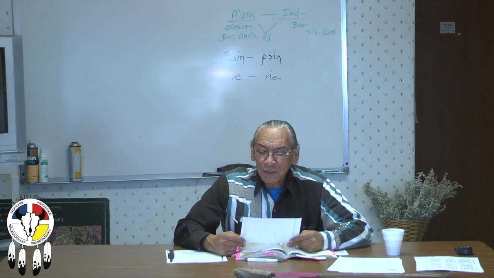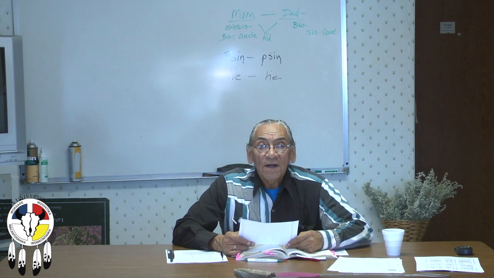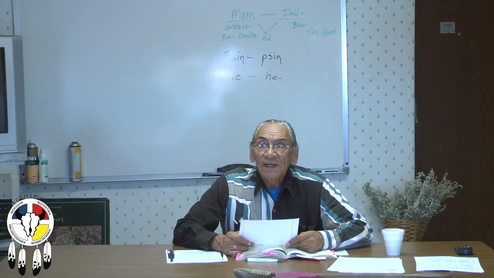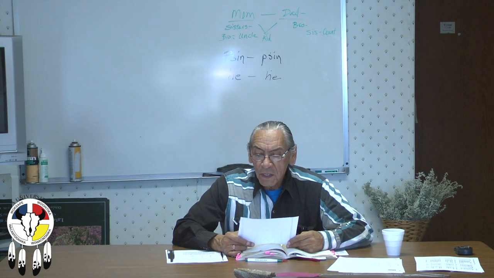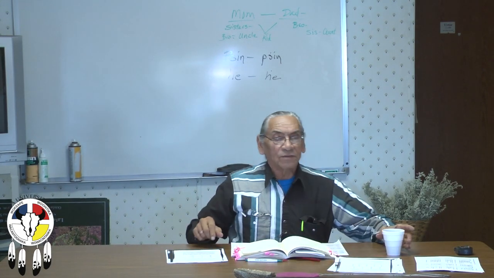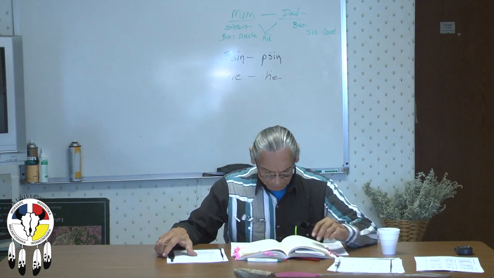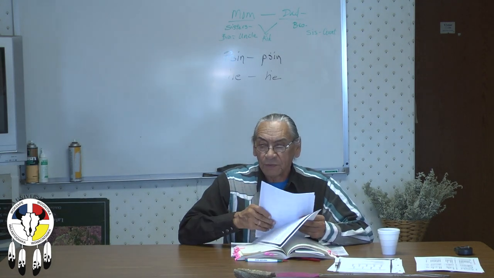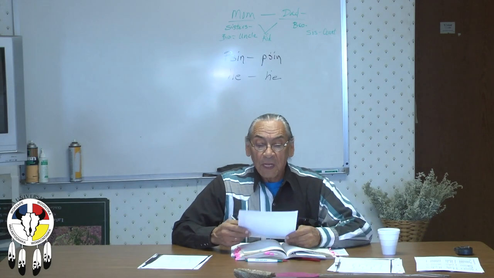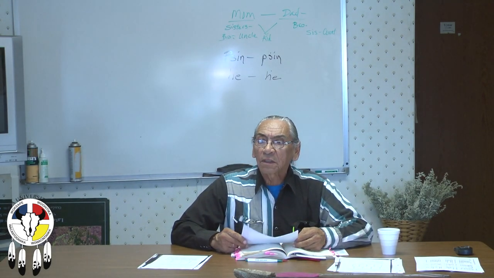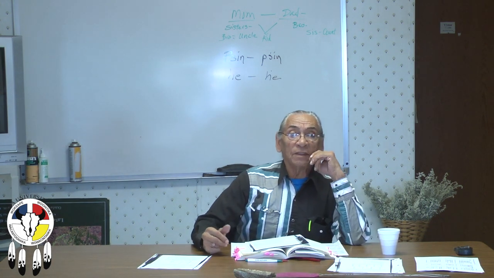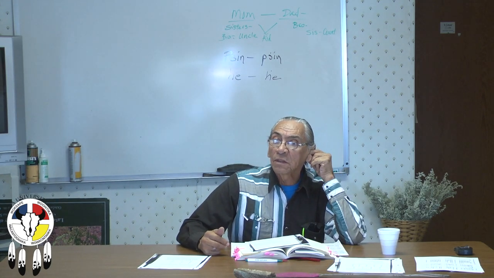hcha, hche, hchi, hjo, and hju, hja, hji, and hju. Very good. So now you know how to pronounce those sounds that come together. And I'm just going through all these guttural, glottal stops because you see them in a lot of words, a lot of phrases that we use.